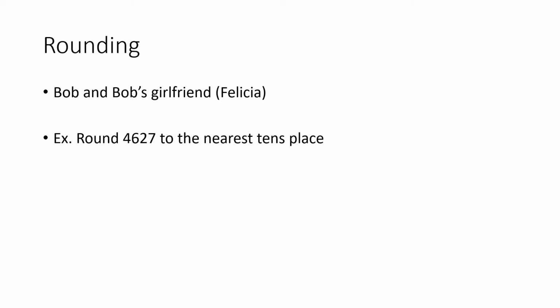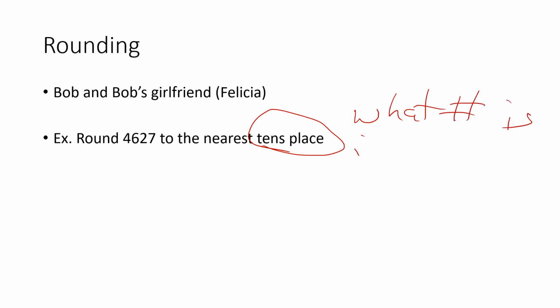4,627 and we want to round it to the nearest tens place. First, we need to know what number's in the tens place. And this, like I said, is why you absolutely need to be comfortable with your place values and your numbers. So what number is in the tens place in 4,627? Remember, we go right to left.